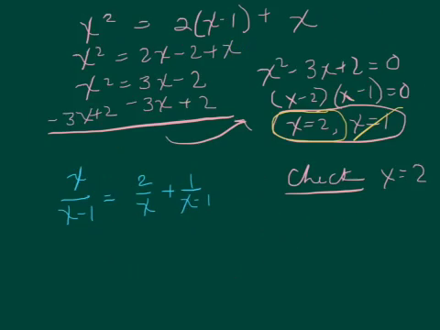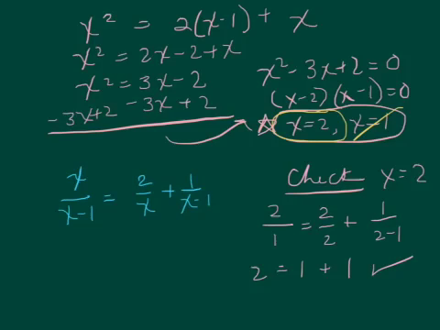So I just want to check this last answer because sometimes you can get extraneous roots when we're solving fractional equations or rational equations. So I'm just going to plug it in and make sure it works. Here's my equation, x over x minus 1 equals 2 over x plus 1 over x minus 1. So I've got 2 over 2 minus 1, which is 1, equals 2 over 2 plus 1 over 2 minus 1. So let's just simplify that. 2 equals 1 plus 1. Well, yes, that's definitely true. So we can be sure that our answer, x equals 2, is correct.